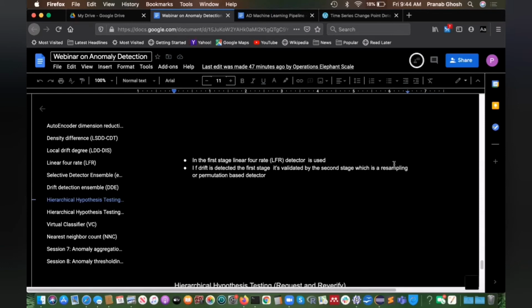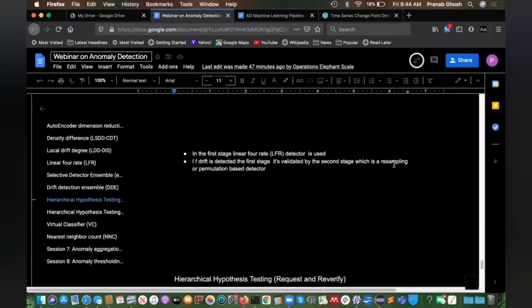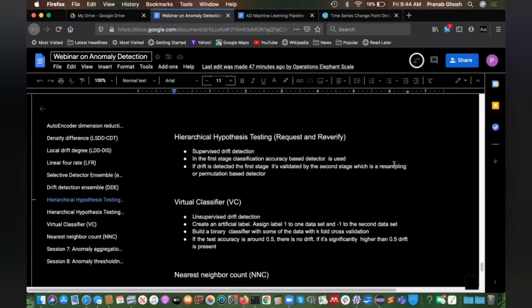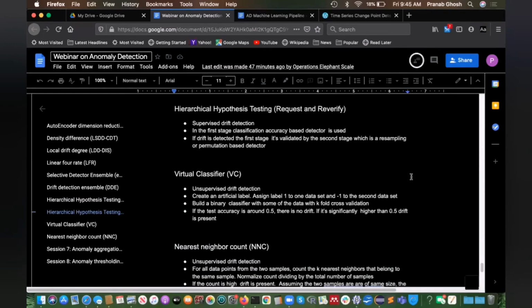So architecturally, they're all the same. There is a first stage and a second stage, except that they deploy different kinds of detectors in the different stages. The first stage here is classification accuracy. If drift is detected, the second stage uses a resampling or permutation-based detector.